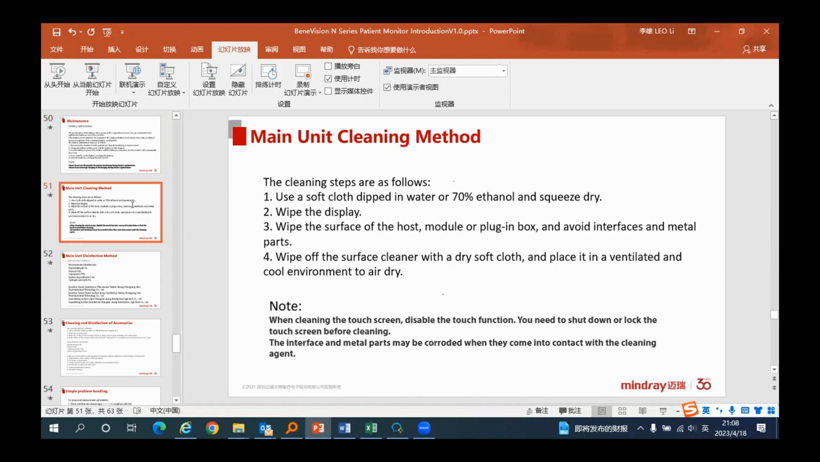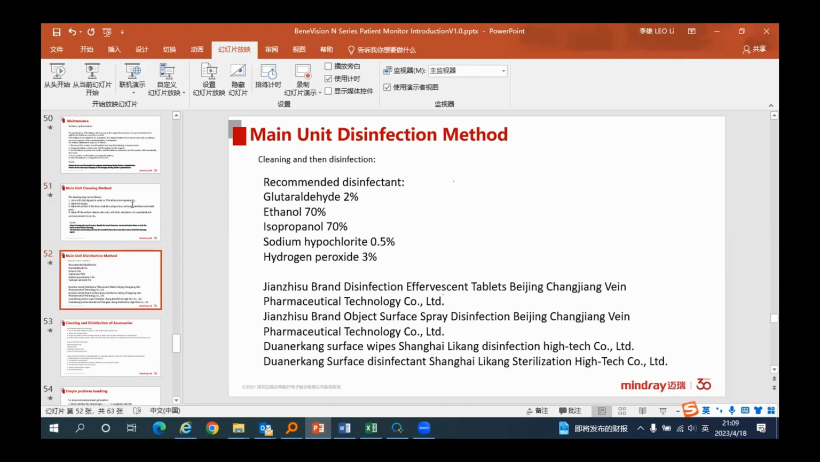And the next one is about the cleaning method. We should use a soft cloth with water or ethanol, squeeze it dry, and use it in a normal environment. Then we need to wipe the display. Also, we need to wipe the surface. That is the normal cleaning method.